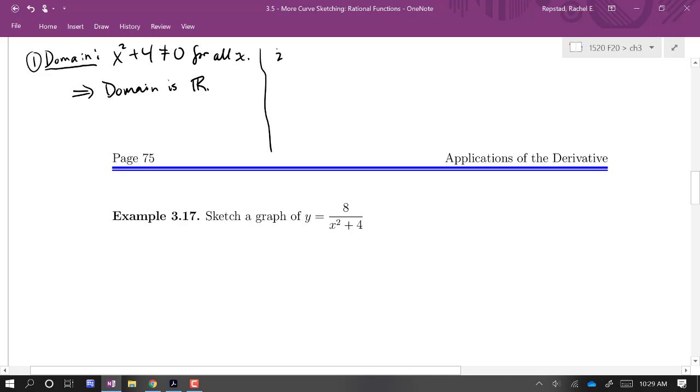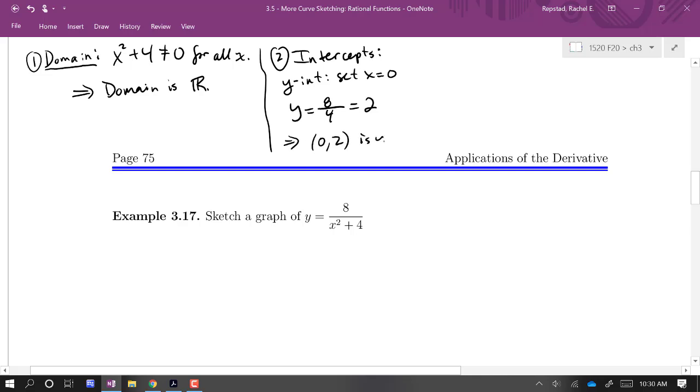And then the second part here, the intercepts. So the domain is all real numbers, meaning, of course, that 0 is in the domain. So we could find the y-intercept pretty easily. We're going to set x equal to 0, and when we do that, we get 8 over 0 squared plus 4, which is 4, so that's 2. That means that the point (0, 2) is the y-intercept.